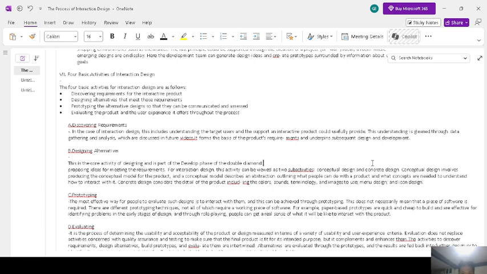Designing alternatives is part of the develop phase of the double diamond, proposing ideas for meeting the requirements. This activity can be viewed as two sub-activities: conceptual design and concrete design. Conceptual design involves producing a conceptual model, which describes an abstraction outlining what people can do with a product and what concepts are needed to understand how to interact with it. Concrete design considers the detail of the product, including the colors, fonts, menu designs, and icon design.